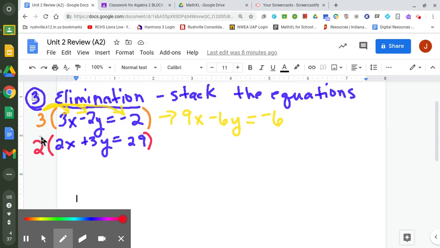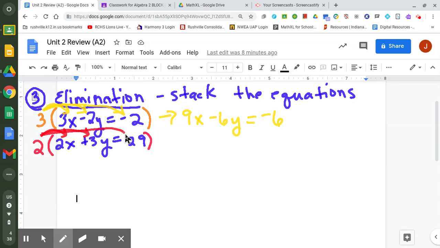And then the bottom equation, we are multiplying the 2 times all 3 terms. So 2 times 2x gives me the positive 4x. 2 times 3y gives me a positive 6y, and that's what I wanted because I wanted to eliminate the y's. And then equals 2 times the 29. If you don't know that, go to your calculator, or if you just want to make sure that you have done the right calculating. So 2 times 29 gives me the 58.